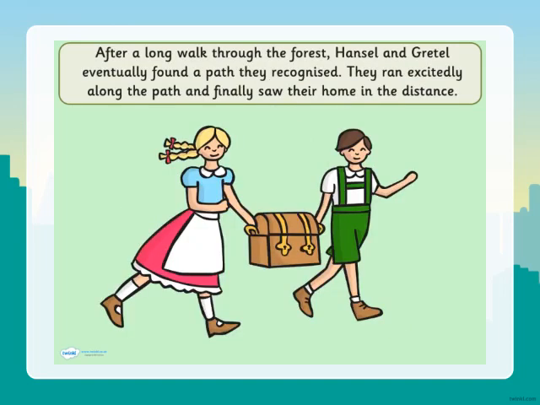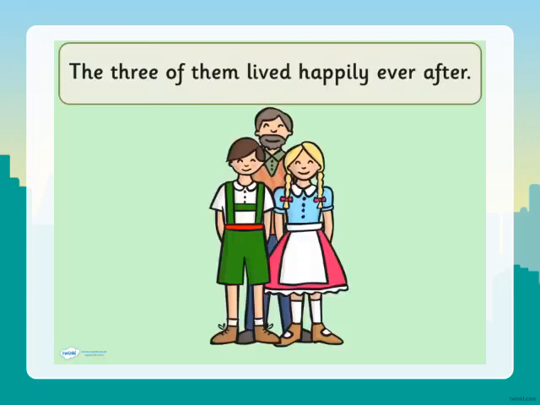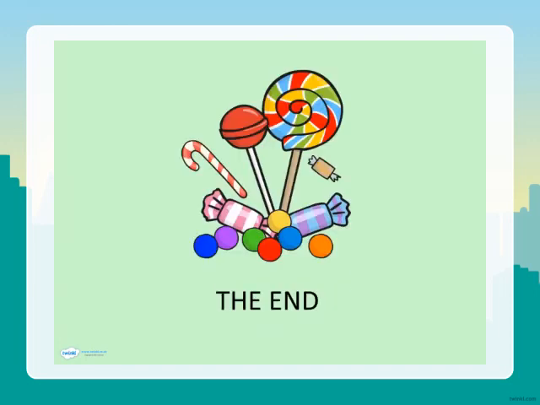After a long walk through the forest, Hansel and Gretel eventually found a path they recognized. They ran excitedly along the path and finally saw their home in the distance. There, outside the cottage, was their father. Their stepmother had died. Now they had riches enough to last their days, and they would never be hungry again. The 3 of them lived happily ever after. The end.